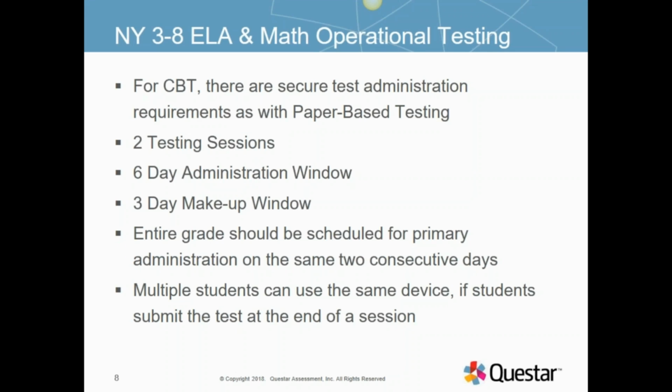So next we'll go over an overview of the operational CBT test. For CBT, there are secure test administration requirements as with paper-based testing. There are 2 test sessions this year within a 6-day administration window. That gives you the flexibility to repeat session 1 and 2 3 different times. There's a 3-day makeup window. An entire grade should be scheduled for primary administration on the same 2 consecutive days. Multiple students can use the same device if students submit the test at the end of each session.